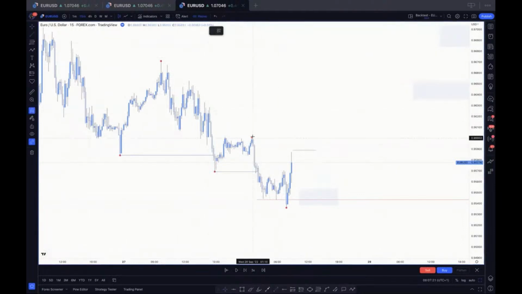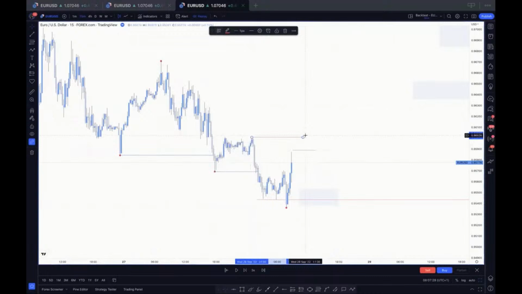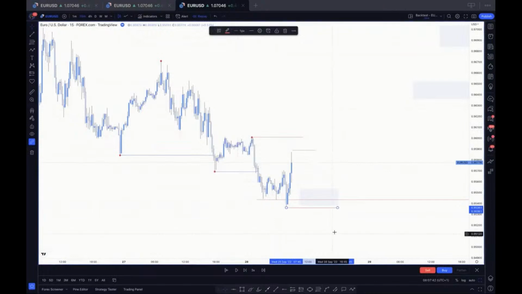Now, if we also draw this line tool here from this high, we can see that this is going to be our swing high. So this is going to be our swing high on the 15 minutes. I also do the same thing here. This is actually going to be our swing low on the 15 minutes. So yeah, our swing low here. So this is our swing high, this is our swing low on the 15 minutes, right?